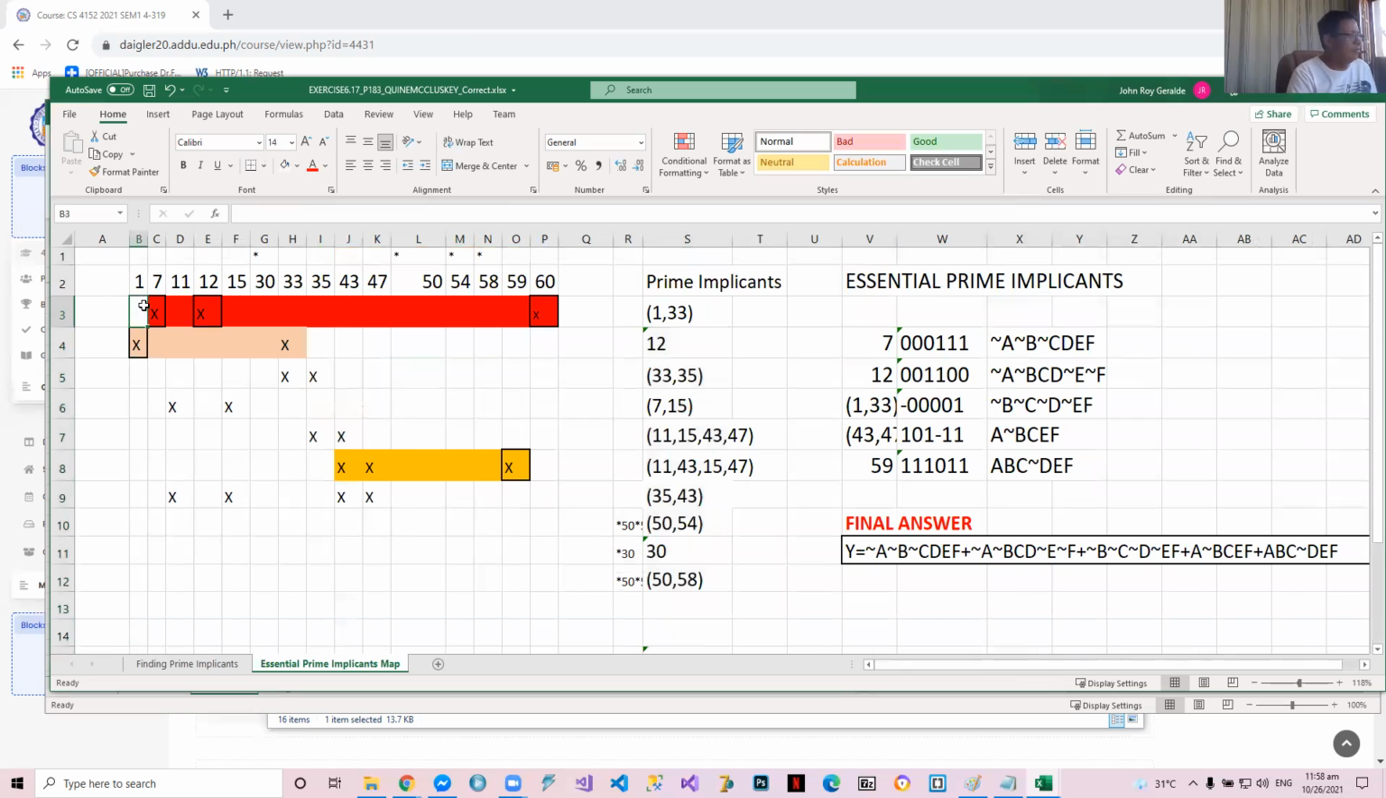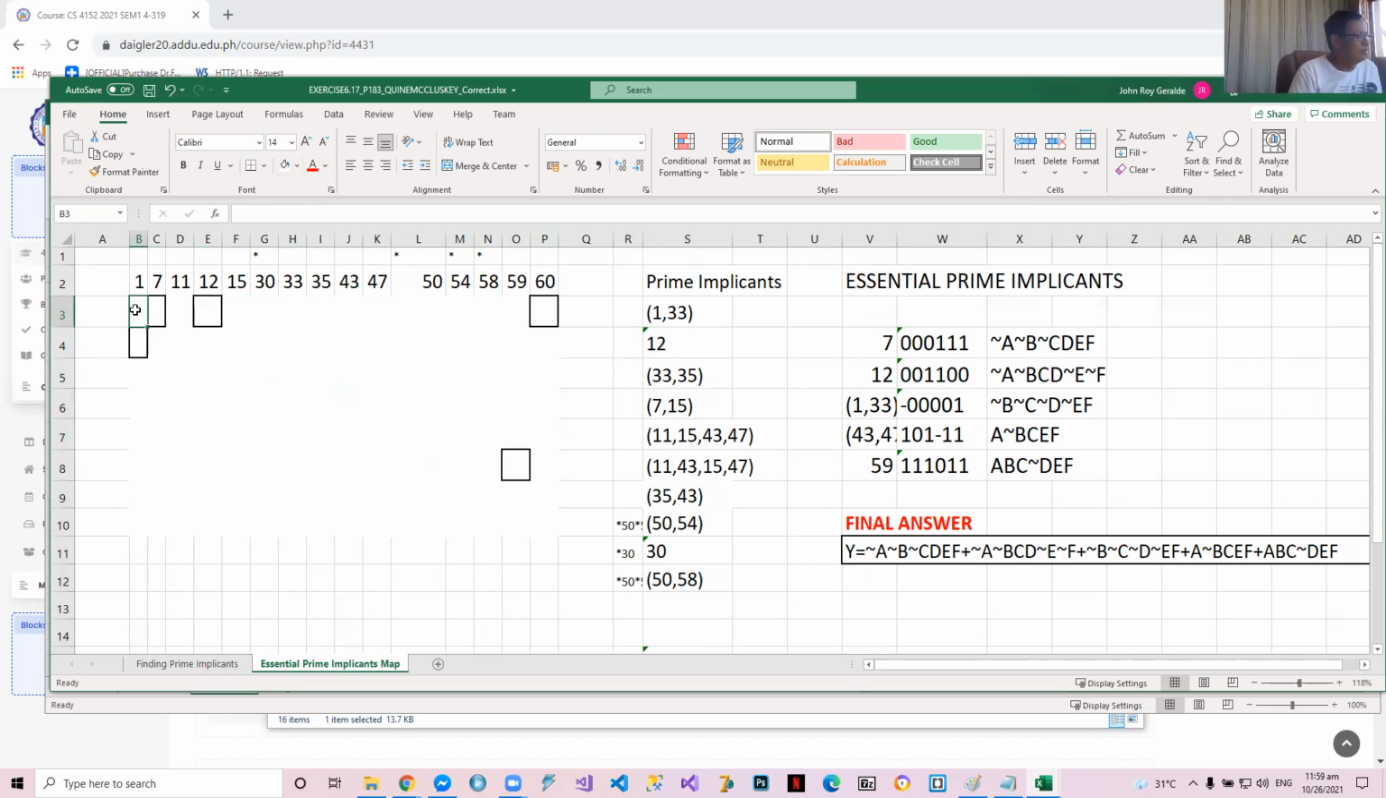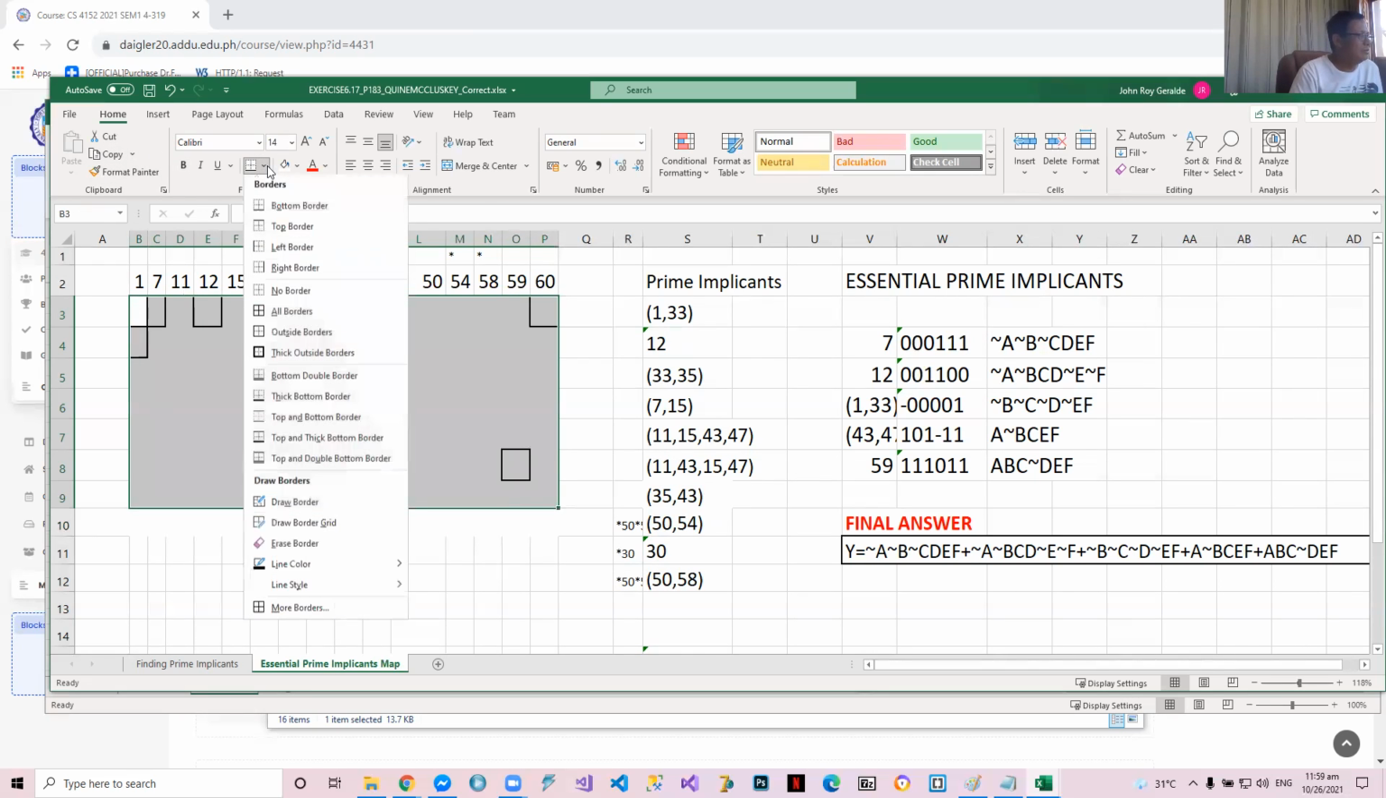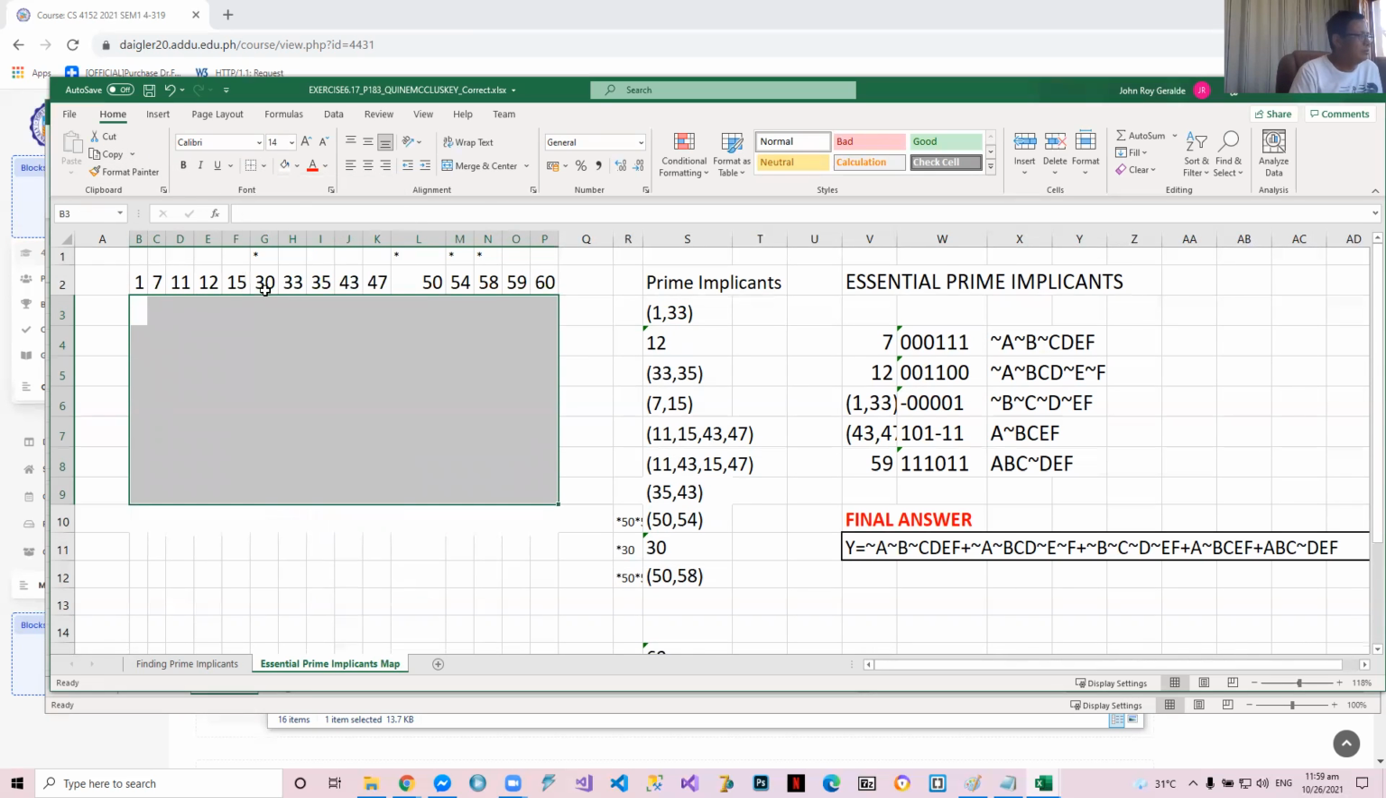Let's erase everything first. Mali yung ating pagka-convert, no? Mali talaga yung pagka-convert before. So, anyway, we'll just start all over. Okay. So first we have 1 and 33.